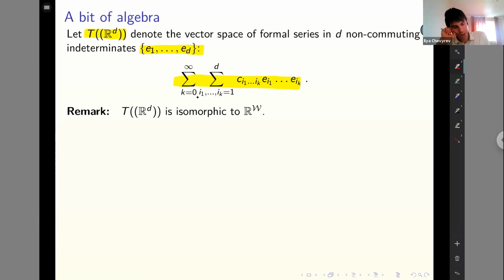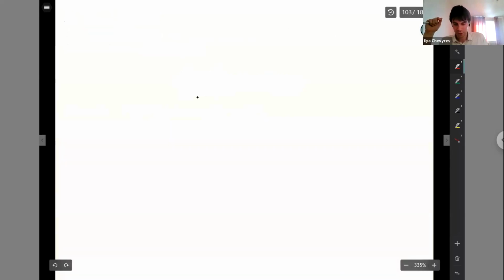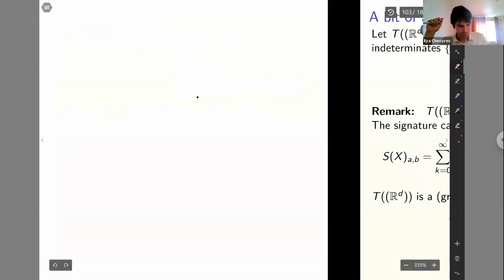So then notice that an equivalent way of thinking about this vector space of formal series is as functions from words into R. For every word I, I'm going to give you a number, and this number is going to be this coefficient c. So I'm looking at the space of functions from words into R in a slightly different way. And it'll become clear why I'm doing this in a second.